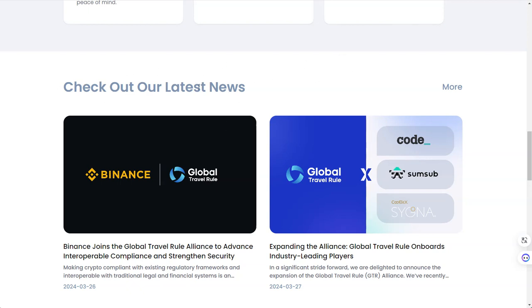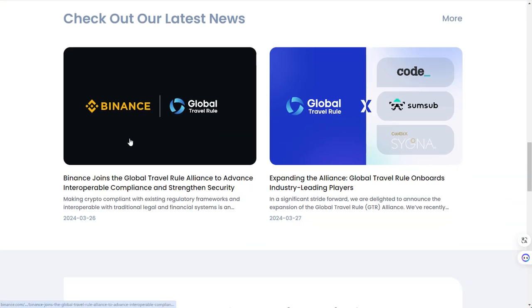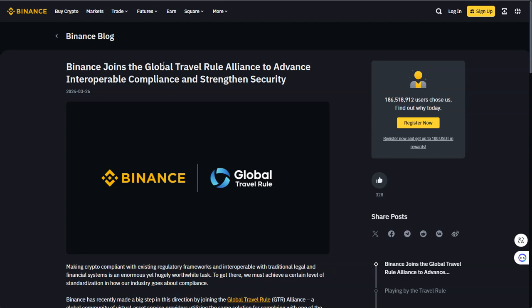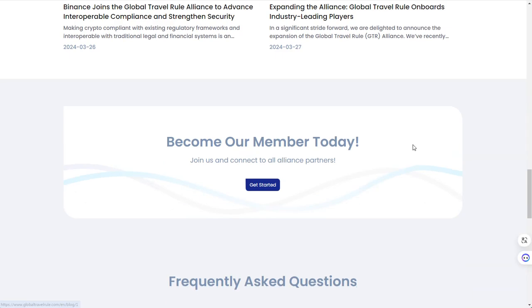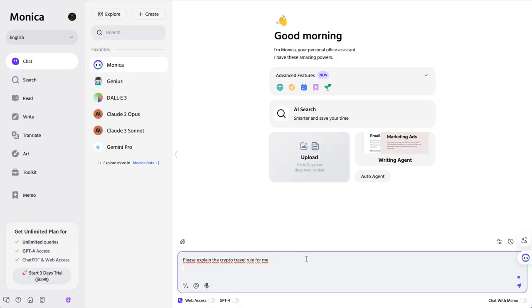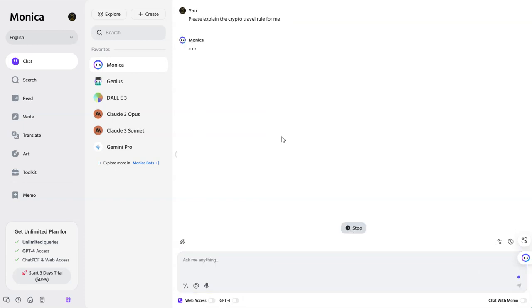You will find the official partners like Binance. Binance just joined them, I think a few weeks ago, and you can head over to the Binance page to see the announcement. What is this global travel rule? I mean, you can read yourself through all this text here, or you can just head over to the AI language model, something like Monica. So I'm using Monica, and just ask, please explain the crypto travel rule for me, and enter yes.